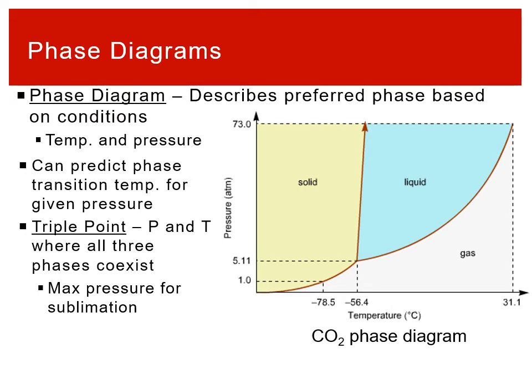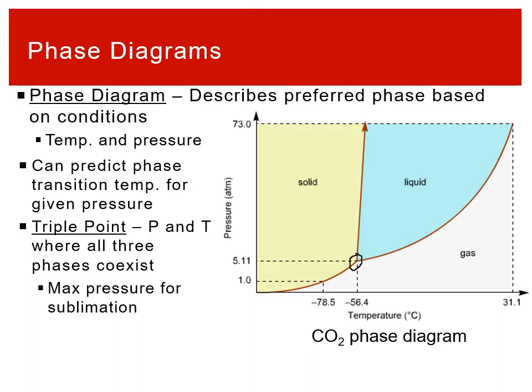So for example, for CO2, at negative 56.4 degrees Celsius and 5.11 atmospheres of pressure, you will have solid, liquid, and gas present. It will look like you have a solid, with bubbles, like a boiling solid, a melting solid, all the same thing, a slushy, weird thing that comes into existence.